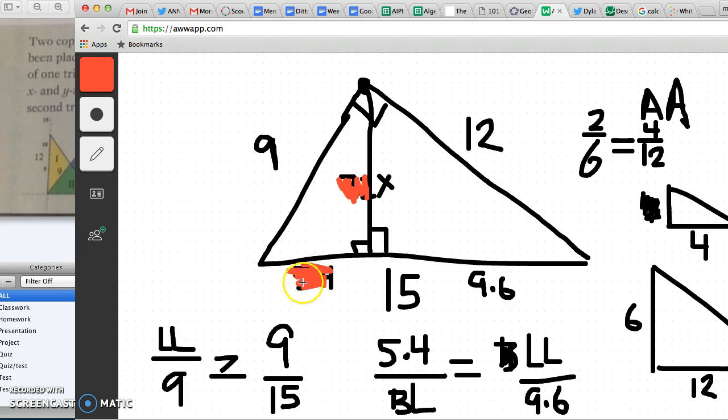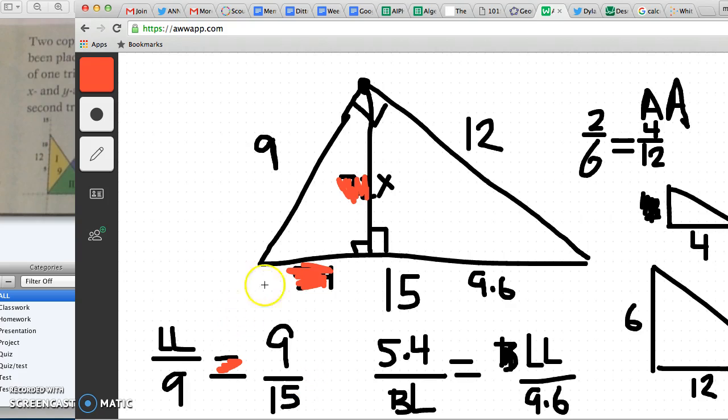Excuse me, I'm sorry. This is the little leg of the little triangle. The little leg is to its hypotenuse. This is the hypotenuse of this little triangle. So little leg is to the hypotenuse as, this is supposed to be an equal sign, the little leg of the whole thing is to the hypotenuse of the whole thing.